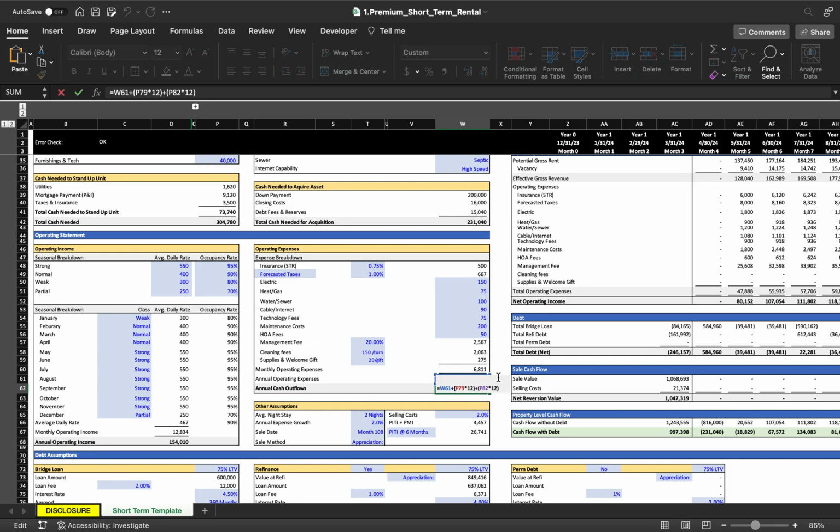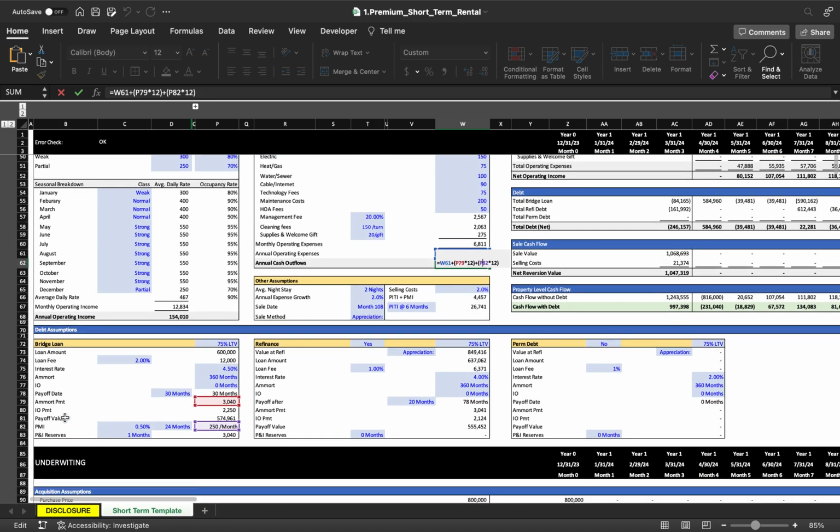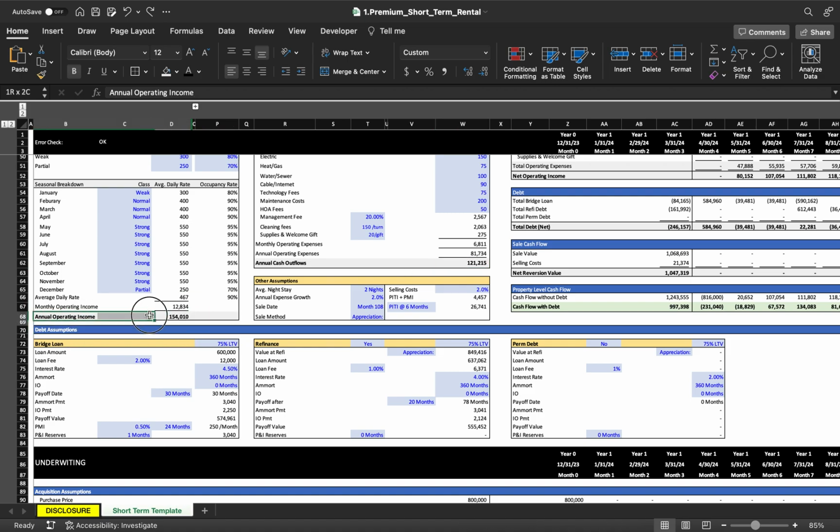So this annual cash outflow is taking that annual operating expense, and then it's adding in the amortization payment. So this is the debt payment for principal and interest per month. So it's adding in this times 12, so you have your yearly debt service. So again, yearly debt service versus yearly operating expense. And then we also added in the yearly PMI, private mortgage insurance, if you have. And that's how you get your annual cash outflows of $121,000. And you have your annual operating income of $154,000. So in this scenario, you cover, right? Because this number is greater than this number.